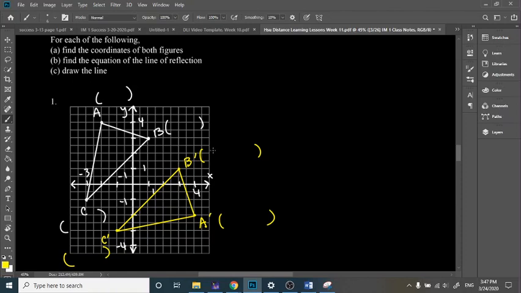Let's see, so we got (3, 1), (4, -2), then we have (-1, -3). I hope I didn't make mistakes on this one. (1, 3) and (-2, 4). Great.